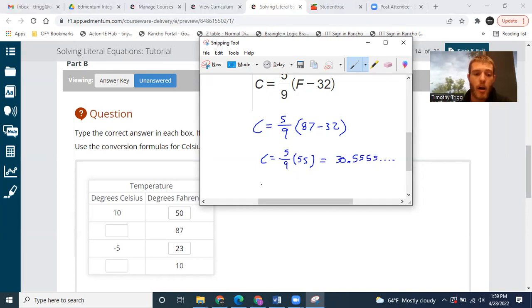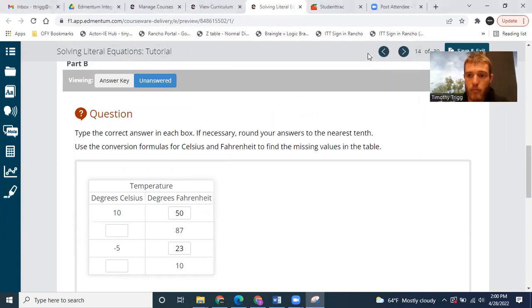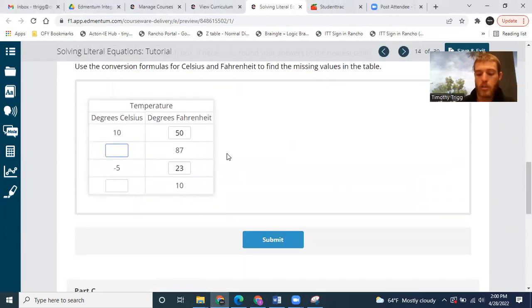Okay, now it says to round your answer to the nearest 10th. So that's the first decimal place right here. So when we're rounding, you would put 30 point. Now, should I put 5 or should I put 6? Should this round up or stay the same? Well, it should round up because you look at the number behind it. The number behind it, if it's 5 or more, rounds this up. Okay, so that's going to be 30.6 is our degrees Celsius, rounded to the nearest tenth.